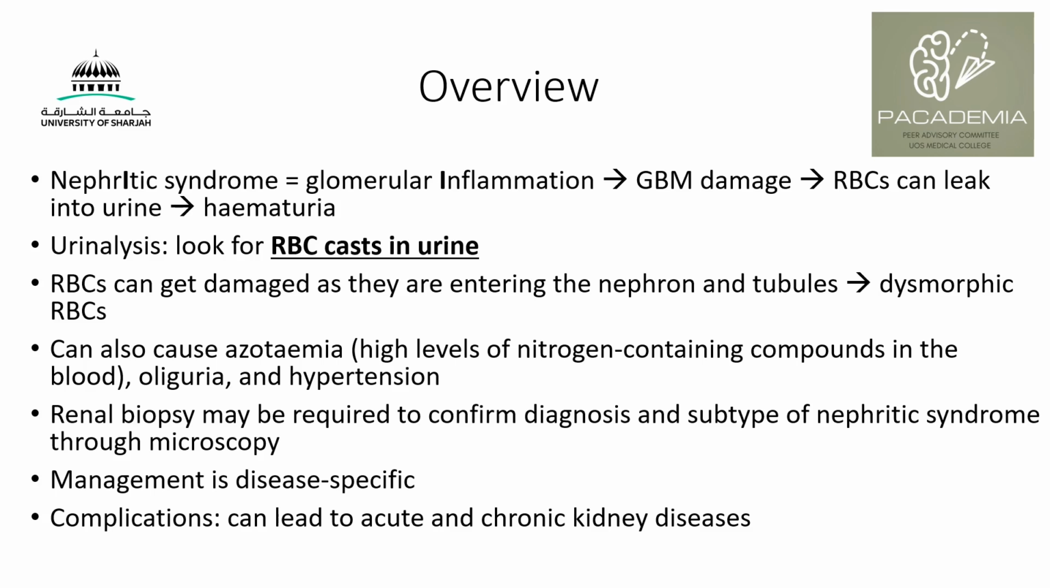Alright, so you can also sometimes find dysmorphic red blood cells, which have different, irregular shapes, because they get damaged as they enter the nephron and then exit the tubules and ducts. Another association included in nephritic syndrome is azotemia, which means a high level of nitrogen-containing compounds, also decreased urine production, oliguria, and hypertension. And renal biopsy is usually indicated, or may be indicated, to confirm the diagnosis, because they can present similar to each other, so we can differentiate between the diseases, and also to know the stage.